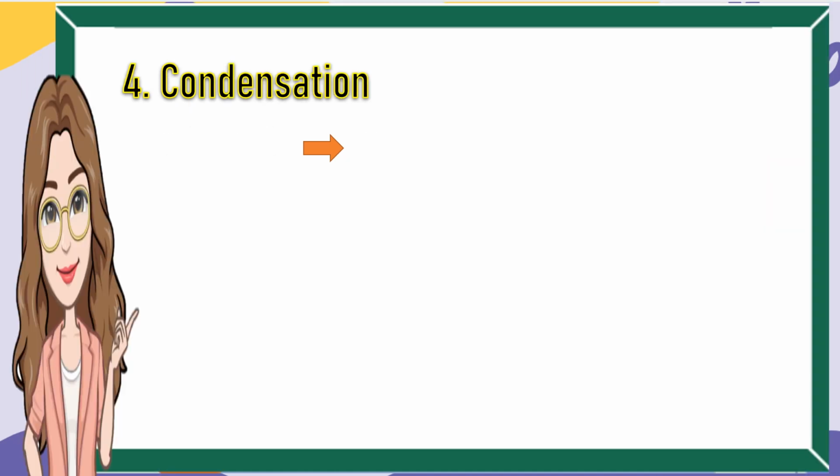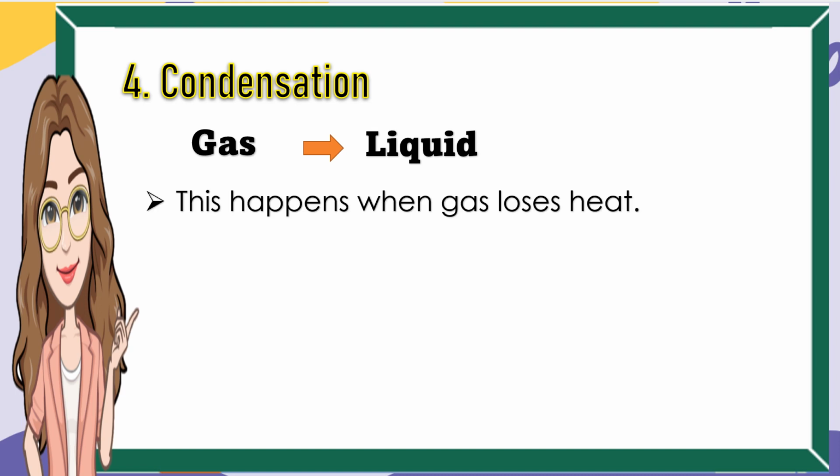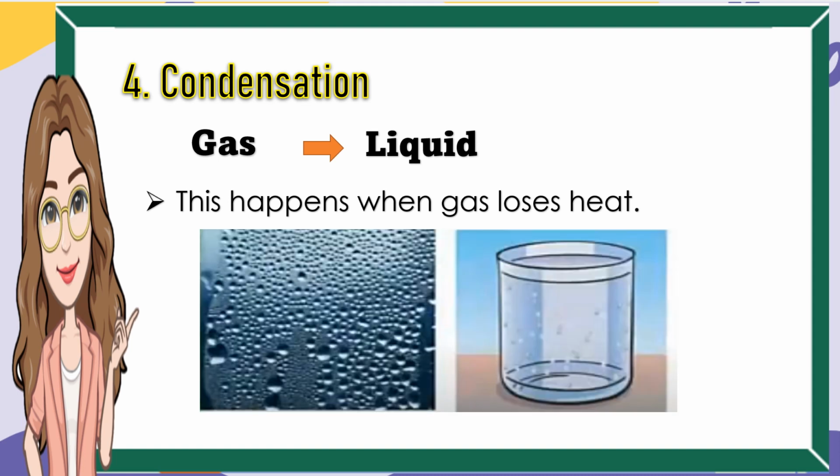Number 4 process is what we call condensation. It is the opposite of evaporation. So when we say condensation, it is turning gas to liquid. It occurs when heat is removed from water vapor. For example, in this picture, when this happens, water vapor becomes liquid water.